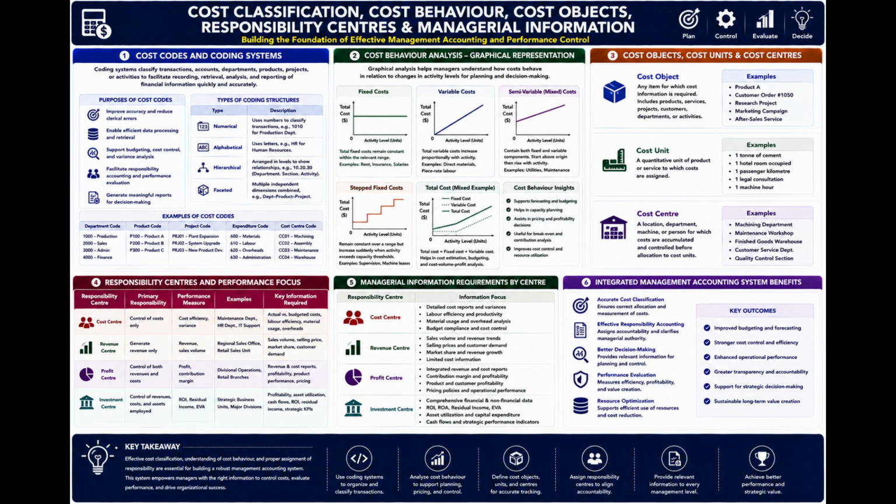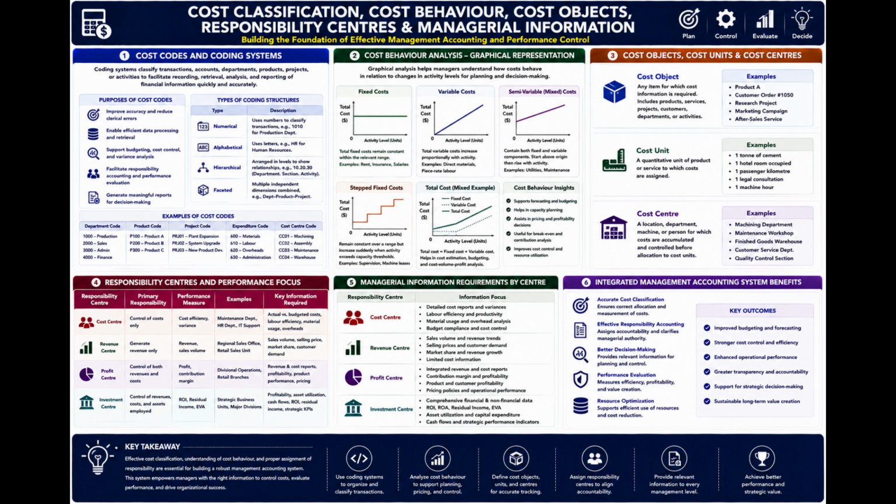Management accountants frequently use graphical representations of cost behavior to understand how costs respond to changes in activity levels. Graphical analysis provides visual interpretation of cost patterns and supports forecasting, budgeting, and decision-making. A fixed cost graph is represented by a horizontal line, illustrating that total fixed costs remain constant regardless of production volume within the relevant range. Examples include factory rent and insurance premiums.